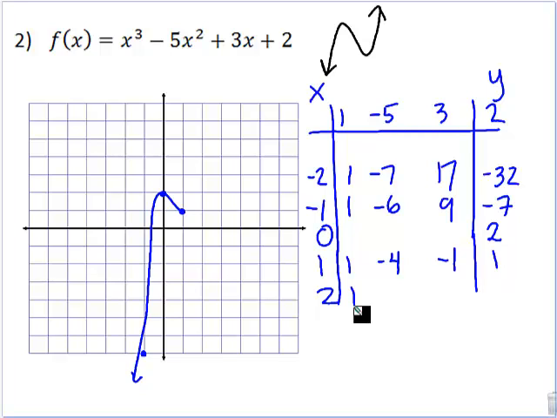So 2, so we drop the 1 down. 1 times 2, 2, add it to -5, -3. -3 times 2, -6, add it to 3. -6 plus 3? I just didn't hear you. -3.